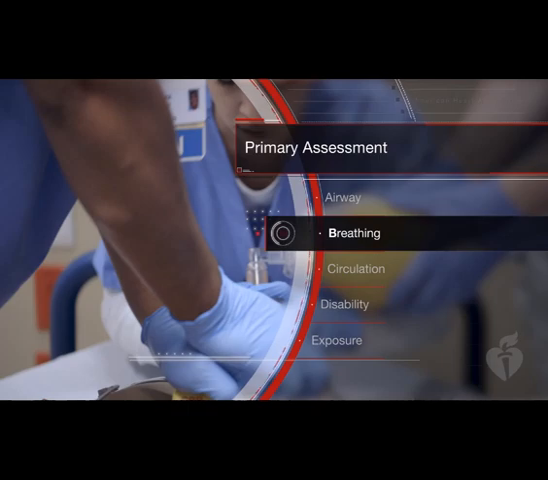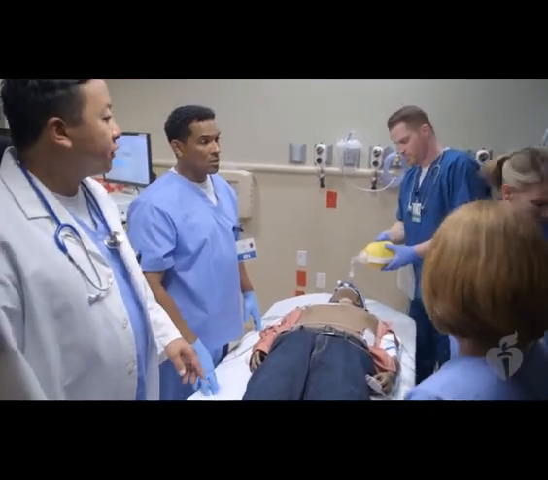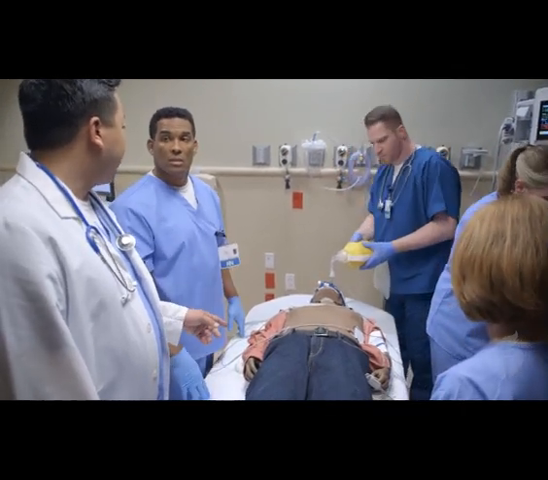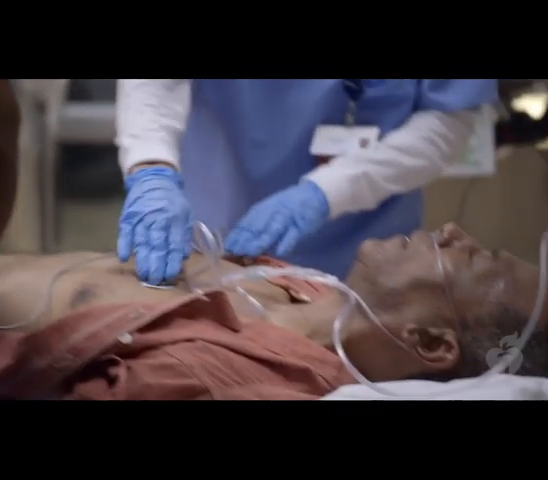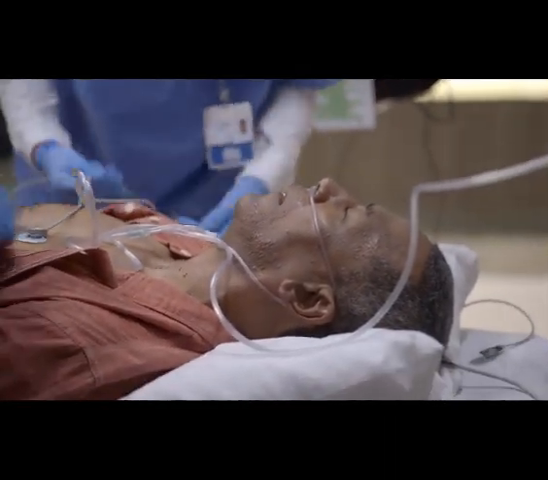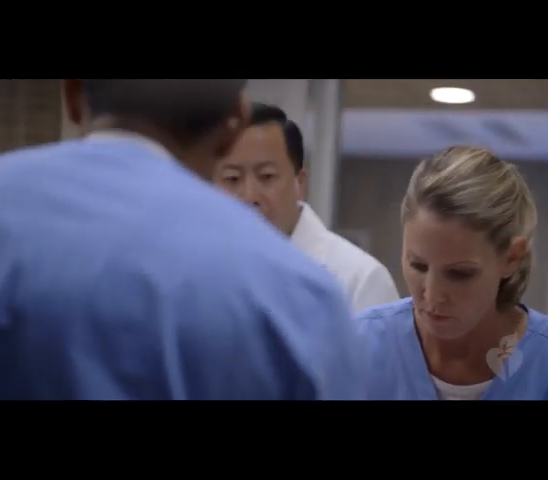Conscious patients can often maintain the integrity of their own airway, and healthcare providers need only ensure patency by providing suctioning if needed. B represents breathing. If the patient is not in cardiac arrest, healthcare providers should assist ventilation as needed once every 6 seconds. If the patient does not require assisted ventilation, healthcare providers can support the patient by administering oxygen as needed.